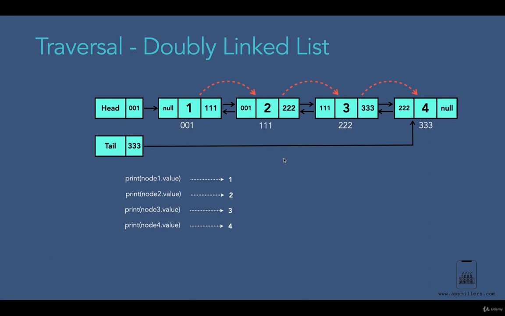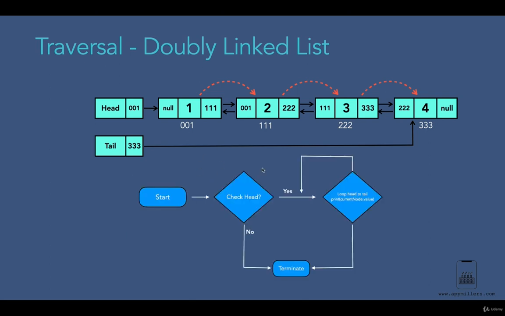and the traversal of a double linked list will be finished. Now the algorithm of this traversal will look like this. We start by checking the head value. If the head is not equal to null, then we continue, otherwise we terminate our algorithm. If the head is not equal to null, we loop from head to tail, and in each step we print out the current node's value to the console. Then we continue to the next node, and this continues until we reach the last node. When we reach the last node, we terminate our algorithm.